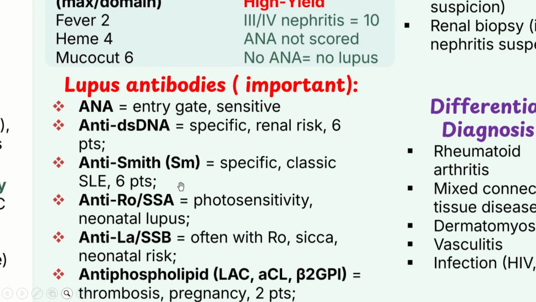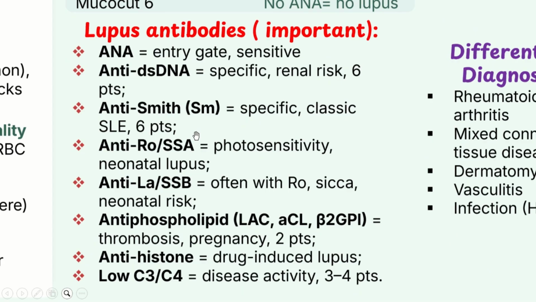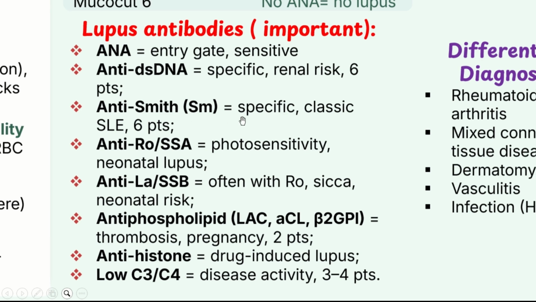So when we look at the lupus antibodies, this is another important thing that you have to understand. We have the ANA, the entry gate, the most sensitive antibody that we check for, but it is not very specific, which means it can be positive even in conditions that are not lupus. Then we have the anti-dsDNA. This is specific, it is associated with renal risk, and it scores 6 points on the criteria. We have the anti-Smith. These are specific, classic SLE, and it also scores 6 points.